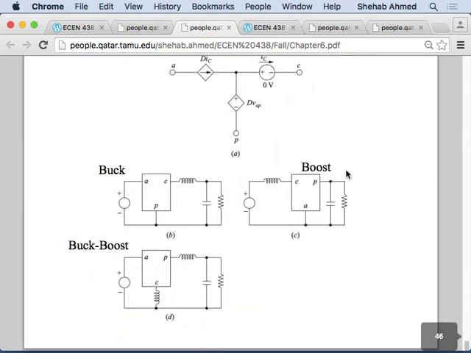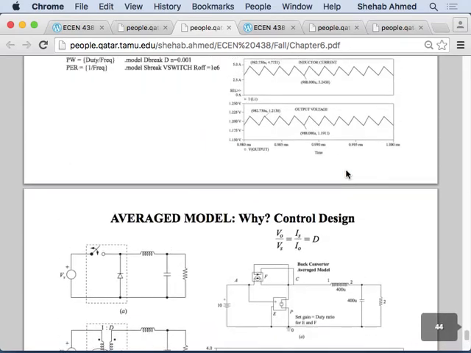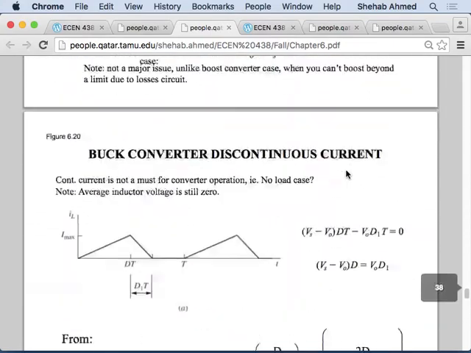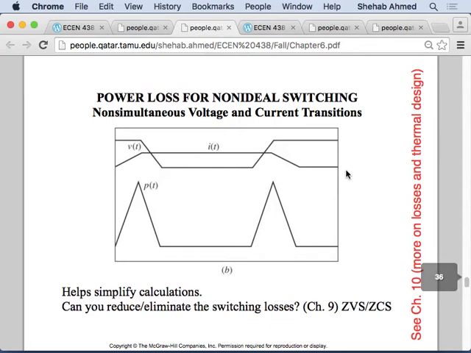So that's the end of chapter 6. I know it took a lot of time, but it's an important chapter. Any questions on this? I added stuff from chapter 10. I did not cover all of chapter 10 about losses and thermal design, but it was something I had to add to this part of the syllabus. Any questions on this?